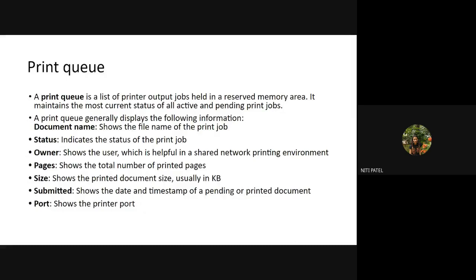We also get to know the size of the file which is submitted to the printer for printing. Then once the document is submitted, we get to know the date and timestamp of that document, at what time and on what date the document was given for printing. And last, we also know the port of the printer. Nowadays you'll have USB only, but if you are using a dot matrix printer, you will get a D-type connector or a D-type port for that printer.